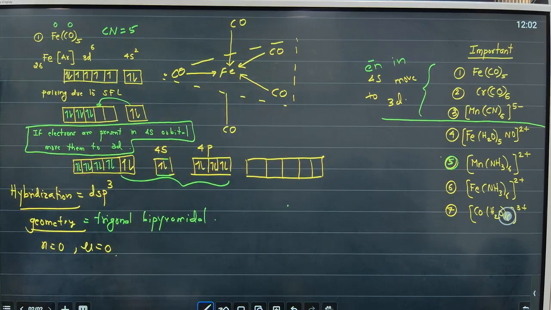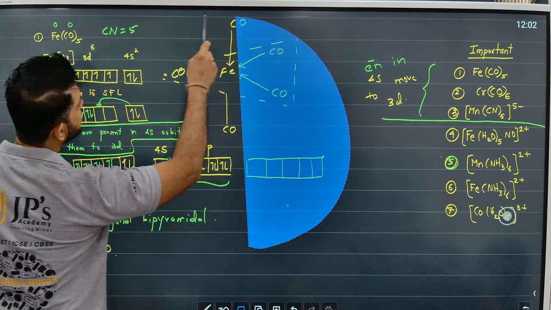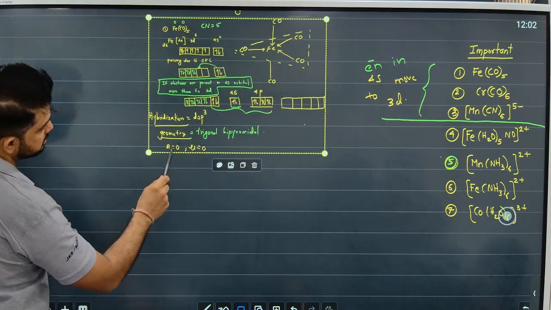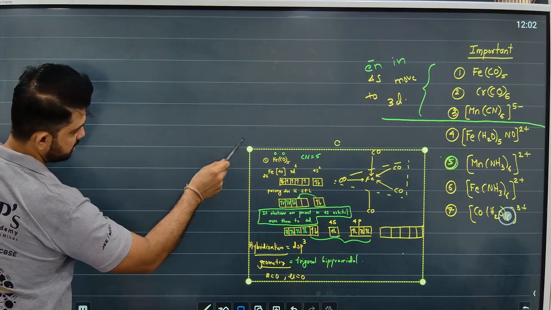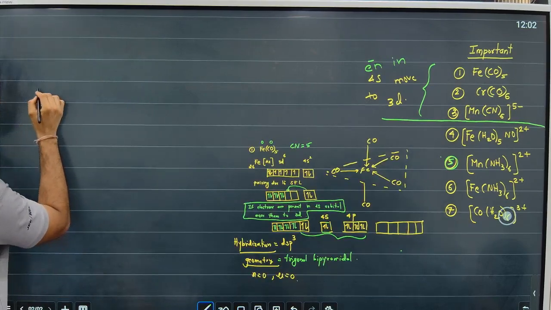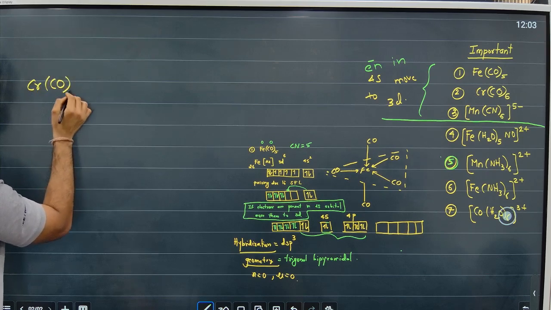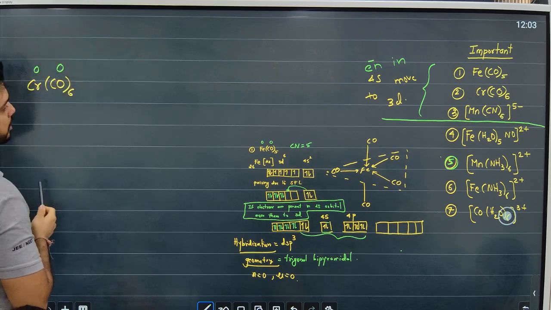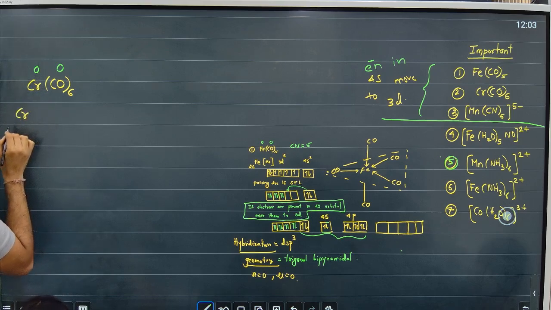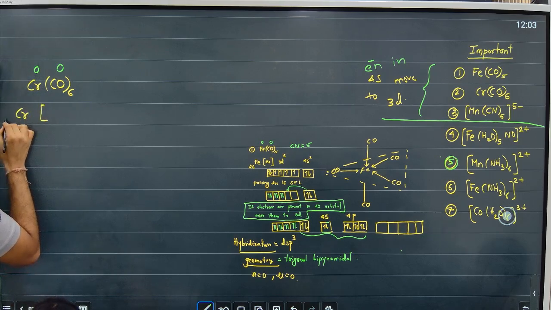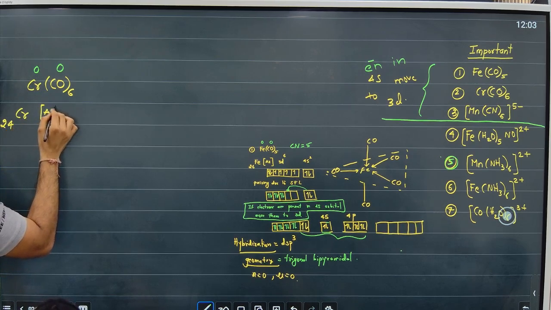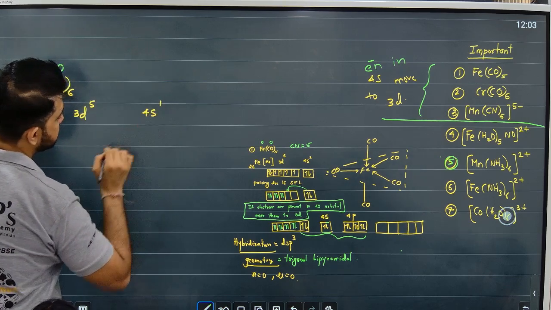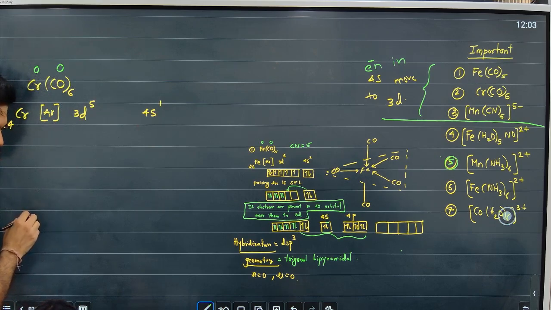Let's take the second example. Second example क्या है वहाँ पे? जल्दी जल्दी. Give me the second example, people. CrCO6. Quickly give me the charge on chromium over here. 0, because carbonyl is a neutral monodentate. Jaldi jaldi chromium electronic configuration, please. 24. Argon 3d5 4s1. Is CO a strong field ligand or a weak field ligand?